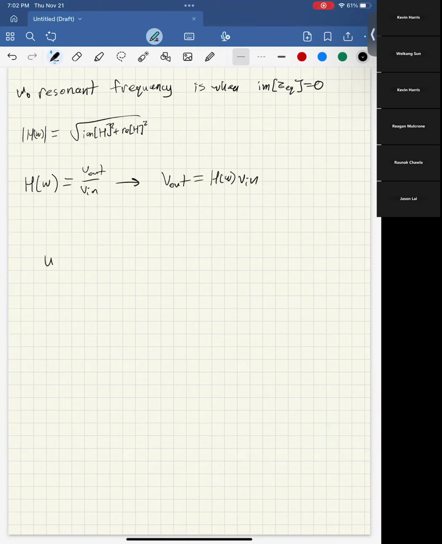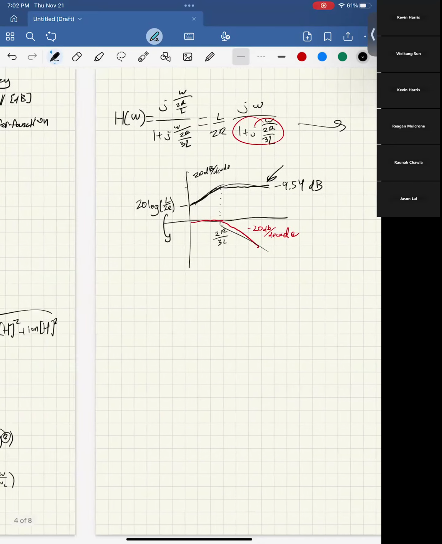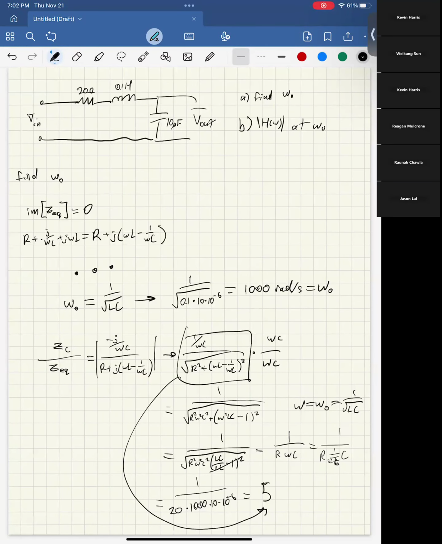What do you mean by that? I think on question two, there's, oh, sorry, next page. This page. Yeah. So here, the magnitude of the transfer function. Oh, in this case, it was ZC over Z equivalent. This was just the transfer function itself. And then this, I just kind of did some bad math notation. So here it was ZC over Z equivalent because this is the voltage divider.